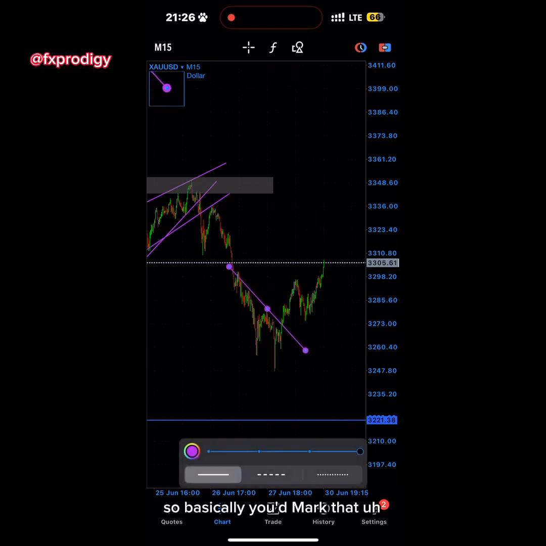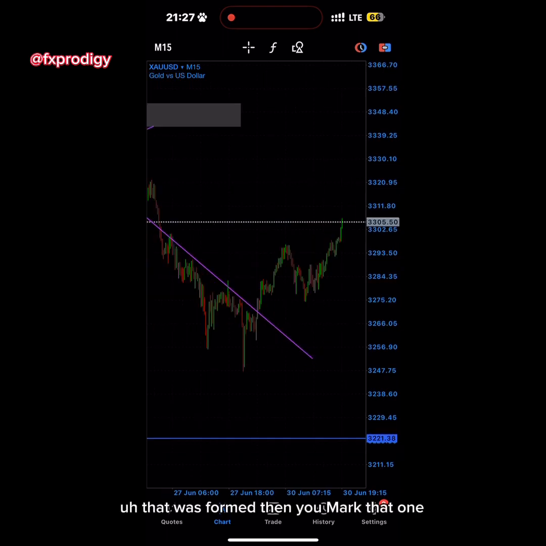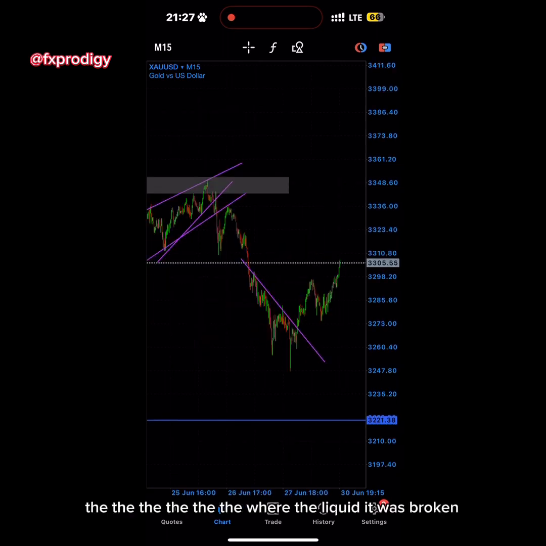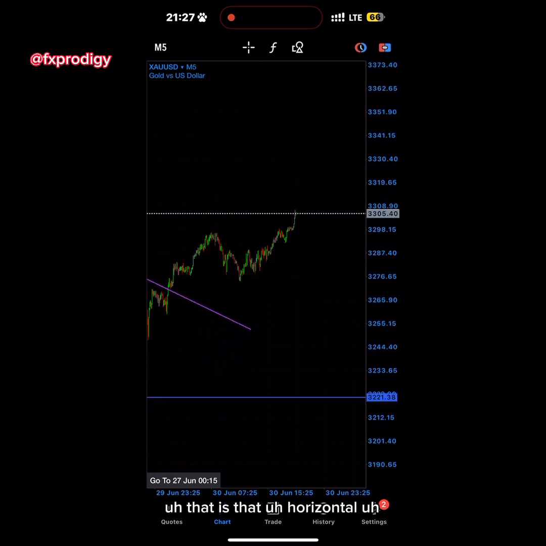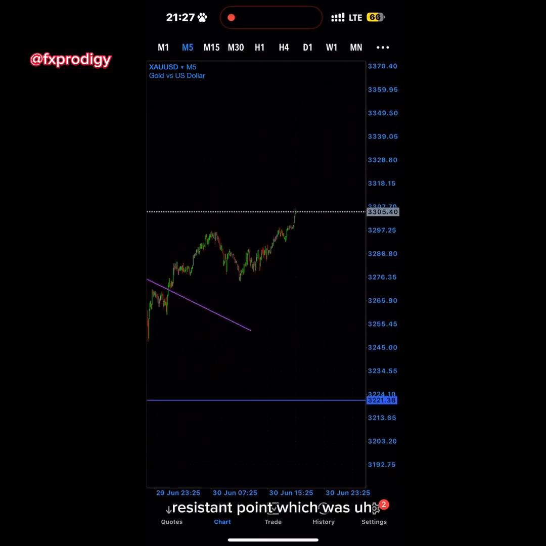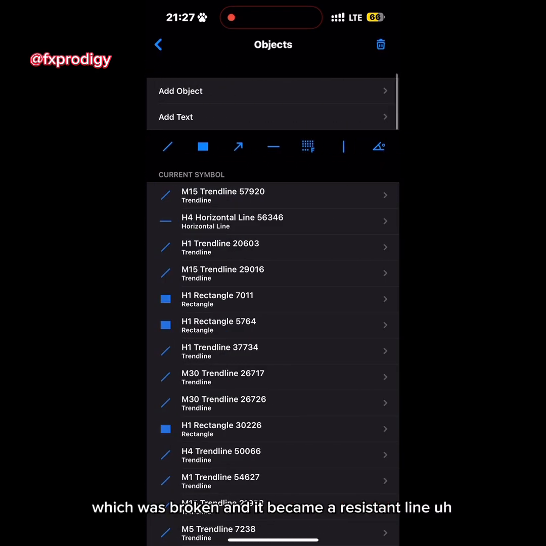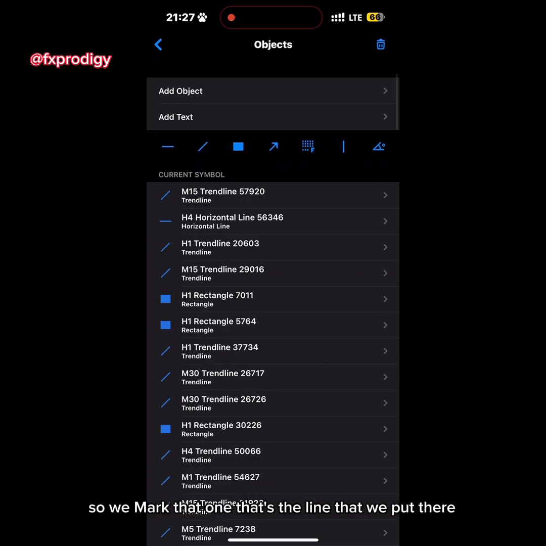So basically, we would mark that reversal pattern that was formed, that W. Then you mark that one. Then next, you mark where the liquidity was broken, that horizontal resistance point, which was the support, which was broken, and it became a resistance line. So we mark that one. That's the line that we put there.